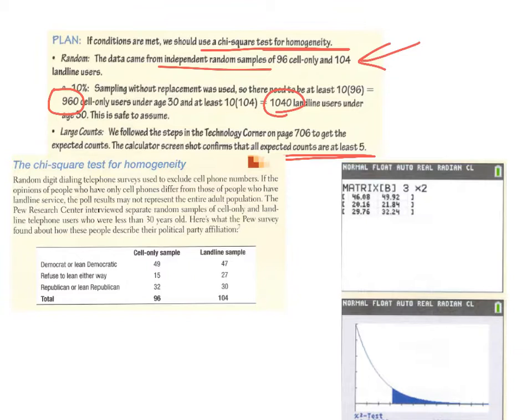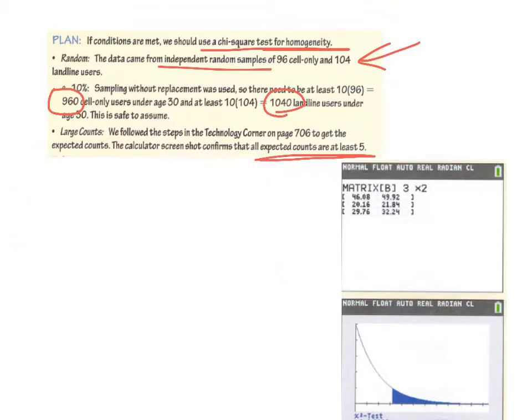To do that, I would need to get a table total, which would be 200. And I would need to get my totals over here as well. Then I could multiply my row total times my column total divided by my table total. Or I could put this into my calculator. If I follow my technology steps and put it into matrix A and run it, and I send my expecteds to matrix B, I can get my expecteds right there, and they are all greater than 5. So I meet my conditions and I can move forward and actually run the test.